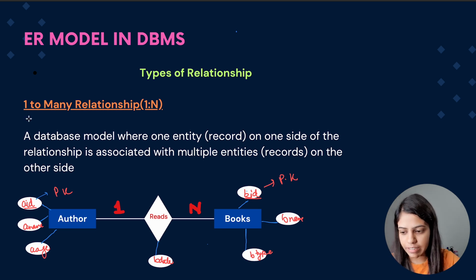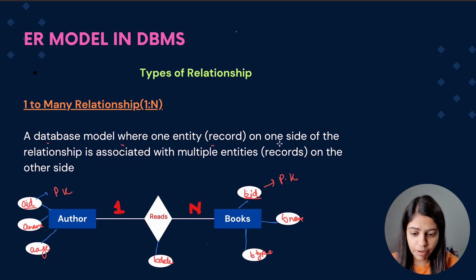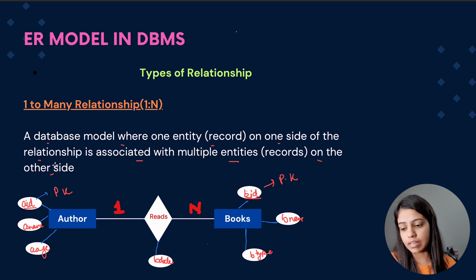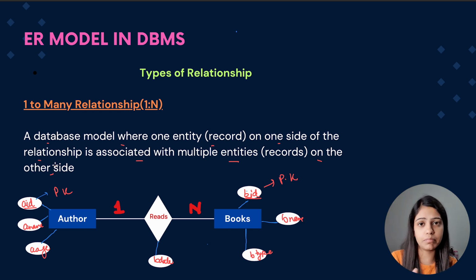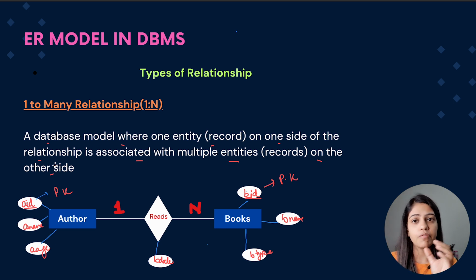One-to-many relationship: a database model where one entity on one side of the relationship is associated with multiple entities on the other side is called a one-to-many relationship. So basically, in a database model, when one record is associated with many other records in the other entity, that is called a one-to-many relationship. Let's understand it from an example.